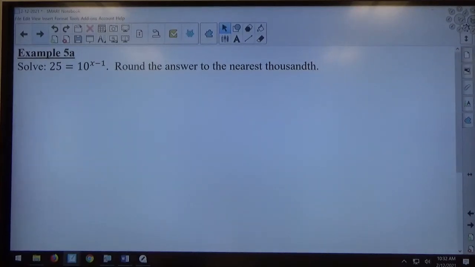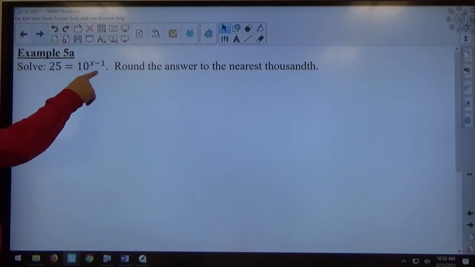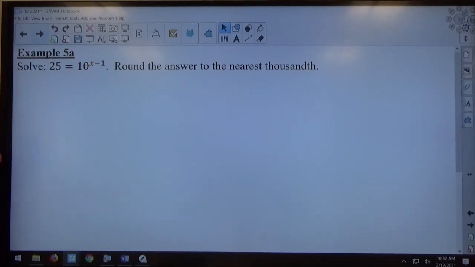Okay, if we look at example 5a up on the board, it says solve 25 equals 10 to the x minus 1 power, round answer to the nearest thousandth. First off, you're going to notice this has a similar structure to what we've been seeing with these exponential functions. We have an exponential expression equal to a number, and our technique so far has been to get the bases to be the same number.